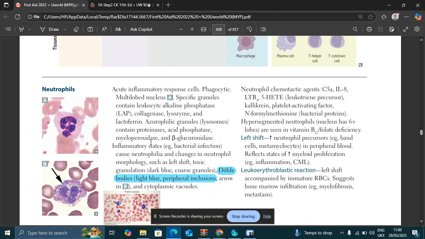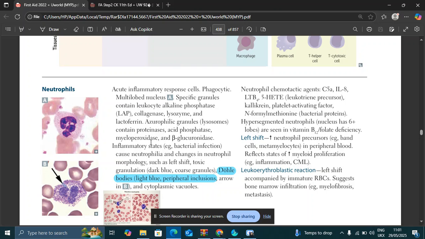During inflammatory states, first we see neutrophilia. We see an increased number of neutrophils in the circulation and at the site of inflammation. Second, we see a change in neutrophil morphology. I'm repeating again and again: whenever there is inflammation, we'll see a large number of neutrophils at the site of inflammation. We call it neutrophilia. Second, we'll see a change in neutrophil morphology.